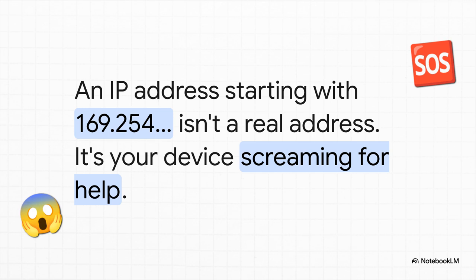And here's a pro tip. Sometimes your device will actually give you a clue that this is the problem. If you ever see an IP address that starts with 169.254, that's not really an address. That is your computer literally throwing its hands in the air and screaming for help. It's telling you, hey, I tried to get a real address, but I failed.